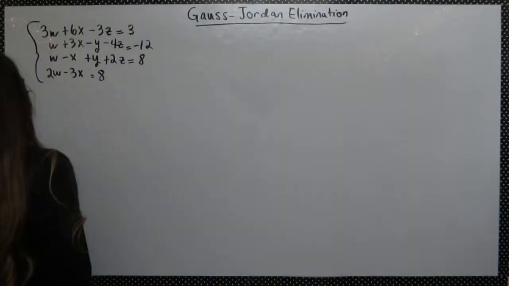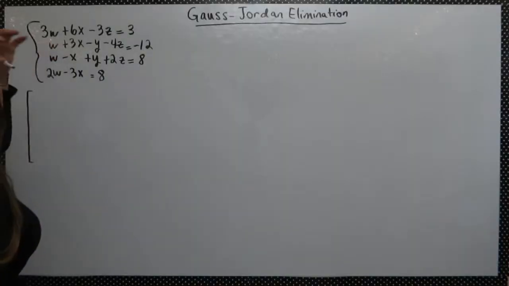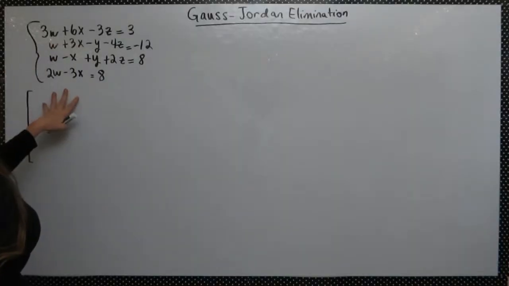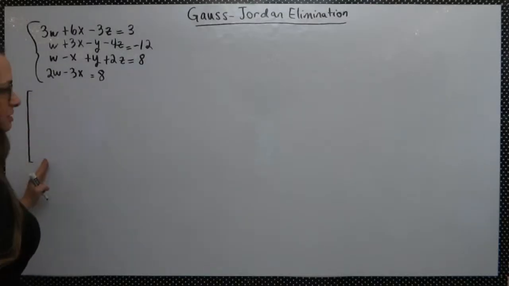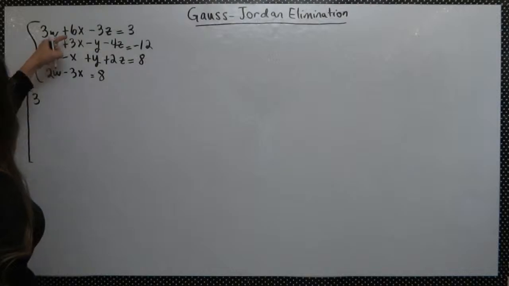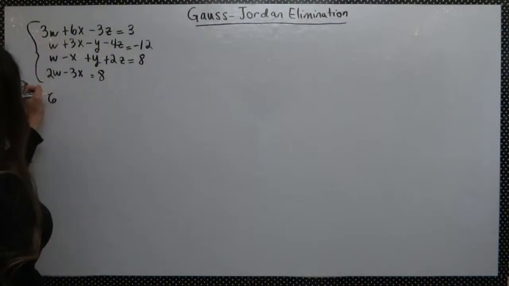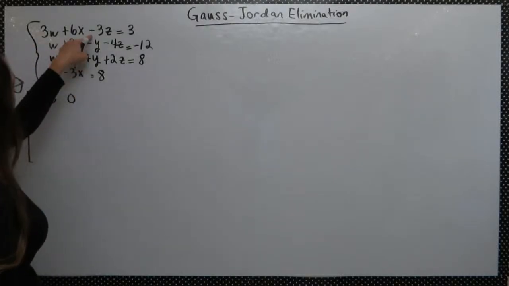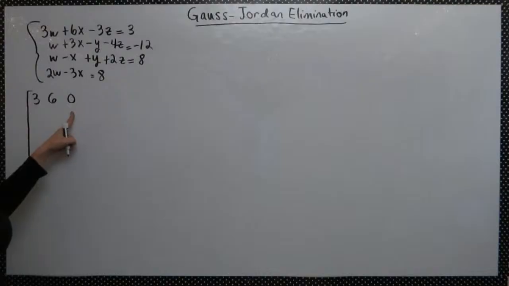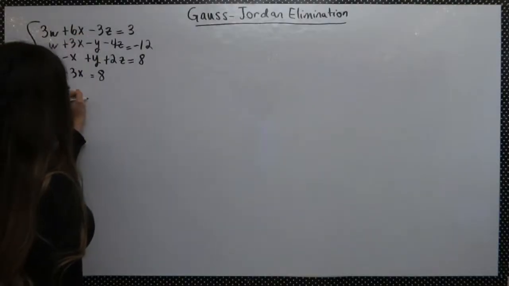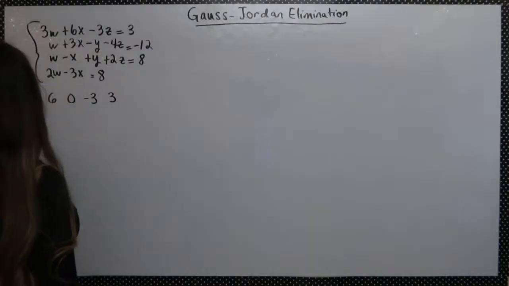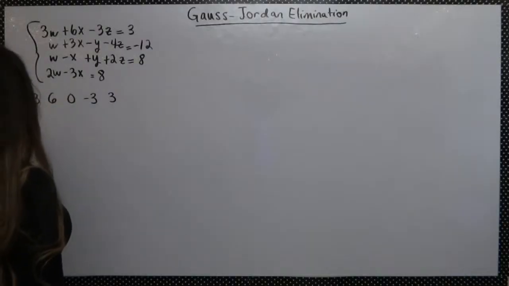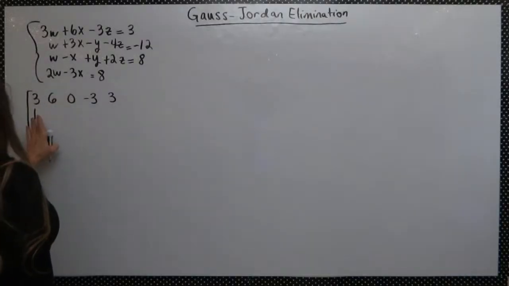All right, so we'll go ahead and construct our augmented matrix, just listing our coefficients and our constants and being careful making sure the rows are lined up. So we'll start out with 3, 6. There's no y in this one, so we're going to have a placeholder, 0, -3, and 3.